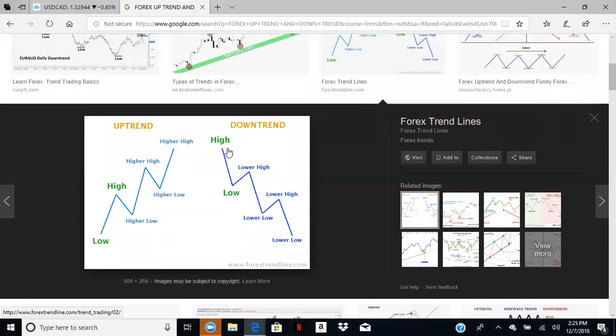Same exact thing, but just the opposite for a downturn. We have a high, a lower high because it's lower than the previous high, a low because it's lower than the previous low, lower high, lower low. Does that make sense?